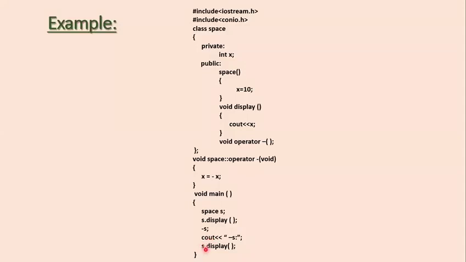After that, I have called this display function, that is S dot display. This time it is going to display the updated value of X, that is -10.